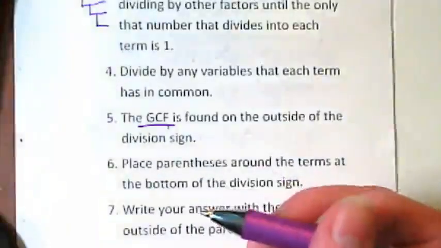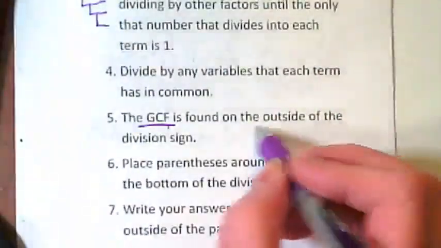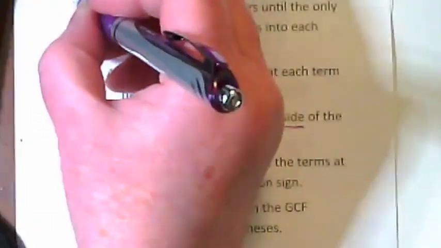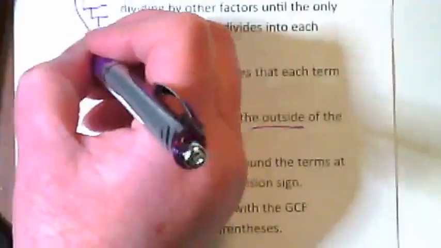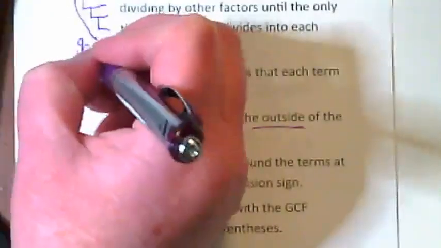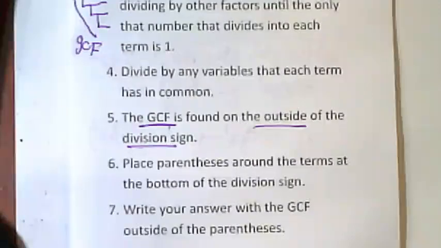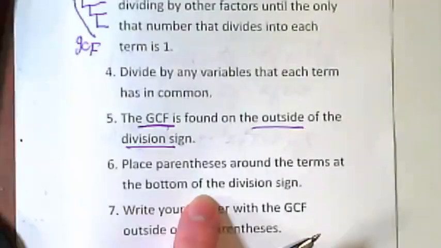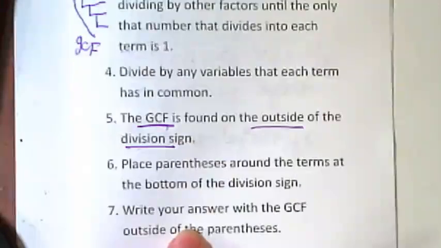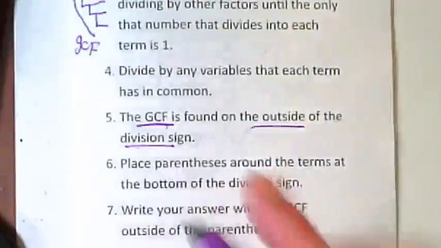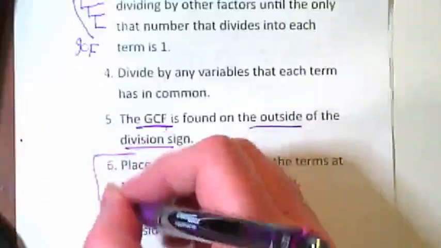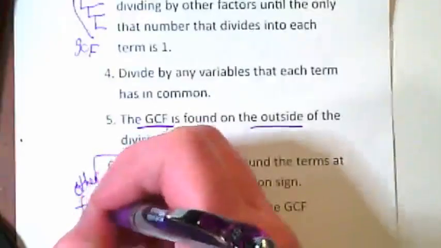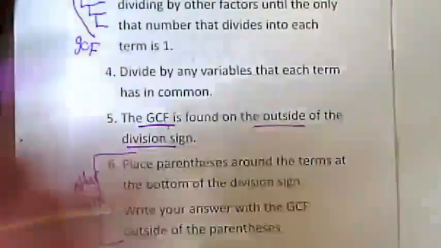Our GCF is what ends up outside of the division sign. So our GCF ends up being here. It's what we've divided by. And then we write parentheses around the terms at the bottom of the division sign. Write our answer with the GCF outside the parentheses. So we basically show this in the other form, which is where things look ready to be distributed.